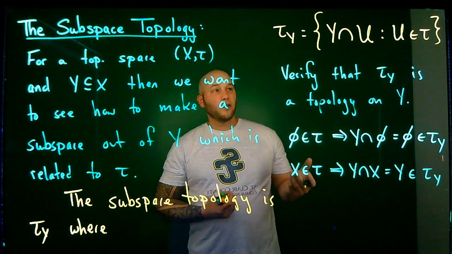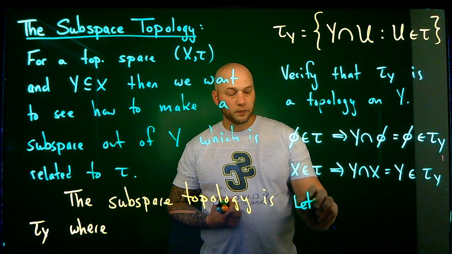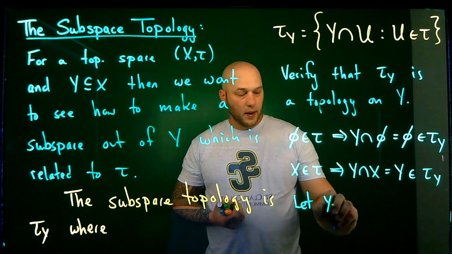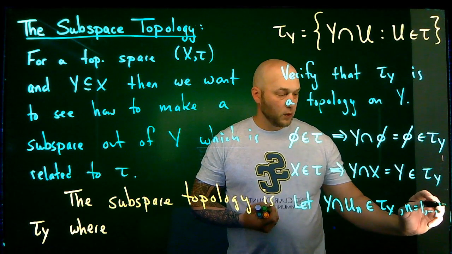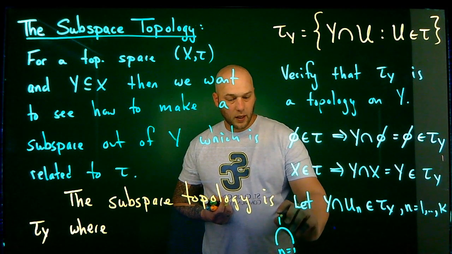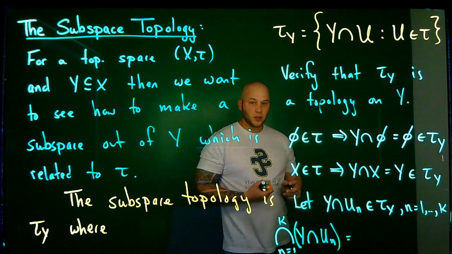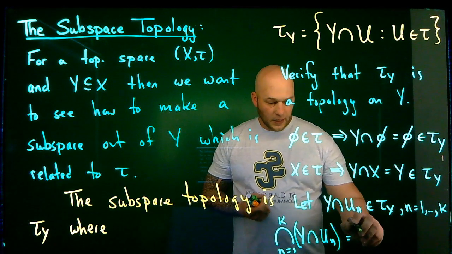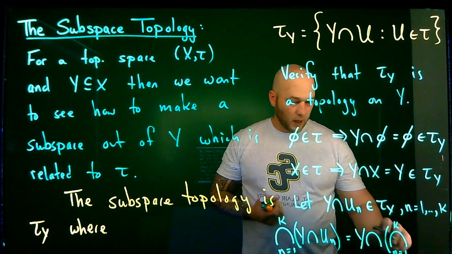Now I have to show that this set is closed under finite intersections and arbitrary unions. Let's do finite intersections first. Let's say I've got Y intersect U sub n is an element of tau Y, where n ranges from 1 to k. I have a finite number of these things. Now, if I take the intersection from n equals 1 to k of Y intersect U n, let's group that together here. By properties of intersections, the intersection of the intersections is going to be Y intersect the intersection from 1 to k of U n.